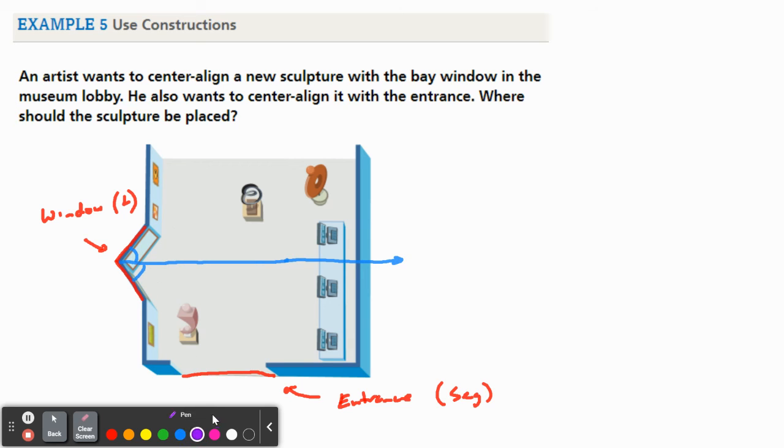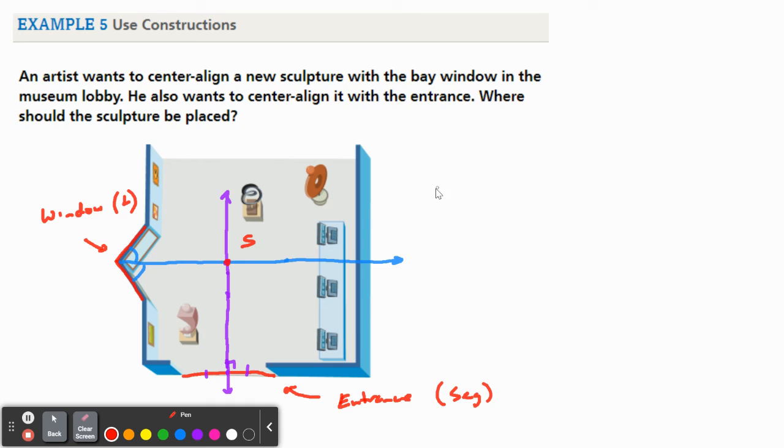And then in purple, I'm going to do the perpendicular bisector. So it would go through the midpoint and it would be perpendicular. So I'll go down and I'll go up, all the way through. Again, it would be perpendicular. It would bisect. And the intersection point, which is right here, I'll do it in red, sorry, red. This would be where you should put the sculpture, right there.